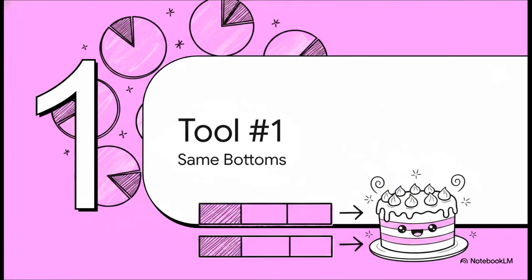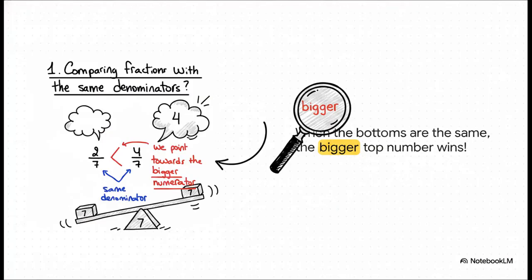All right, let's grab our first tool from the toolkit. This one's for the easiest case of all, when those bottom numbers, the denominators, are exactly the same. This one is, seriously, easy peasy. So check this out. The rule is super simple. When the bottoms are the same, in this example they're both 7, you just have to look at the top numbers. That's it. The one with the bigger top number is the bigger fraction.